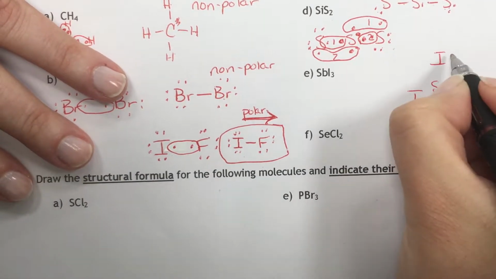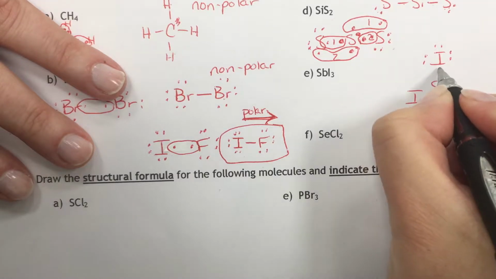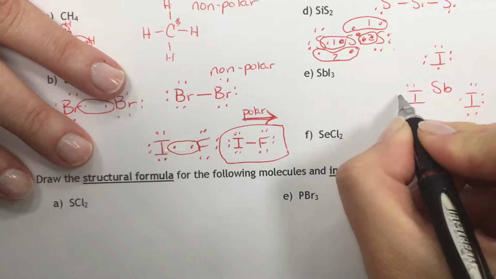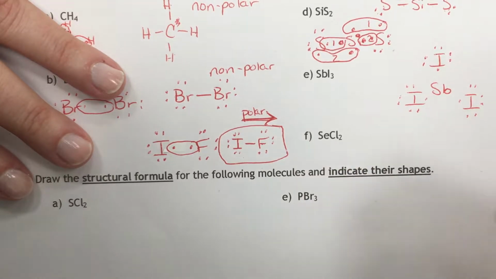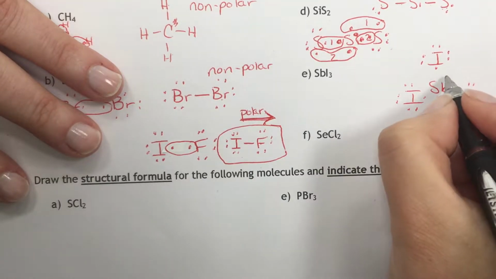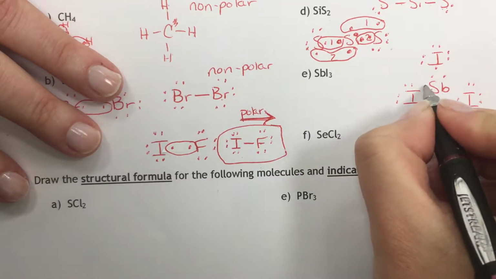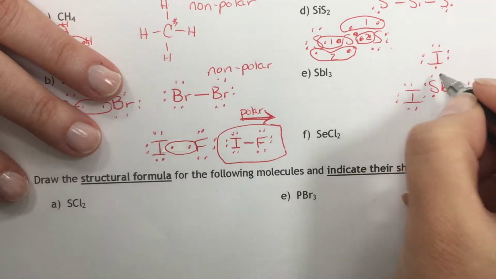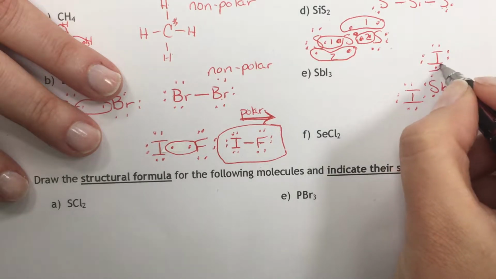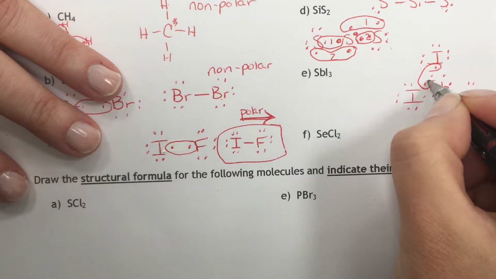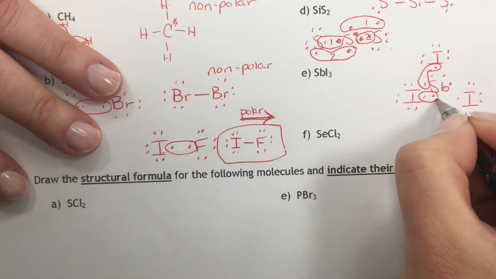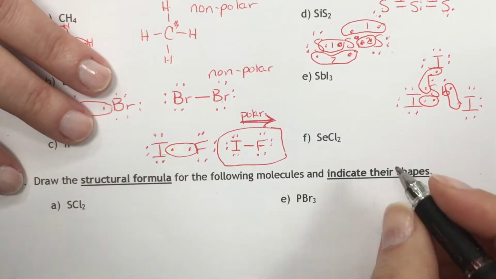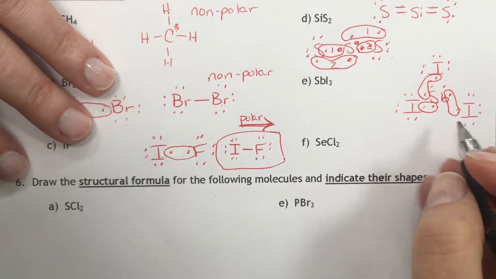Okay, so iodine has 7, 1, 2, 3, 4, 5, 6, 7. I always just leave the vacant spot next to where it's going to bond. That's just my preference. Antimony has 5, so 1, 2, 3, 4, 5. Okay, so you're going to have this one bonding with this, bonding with this electron, and this electron bonding with this one. I don't like the way I drew that, but it's okay.